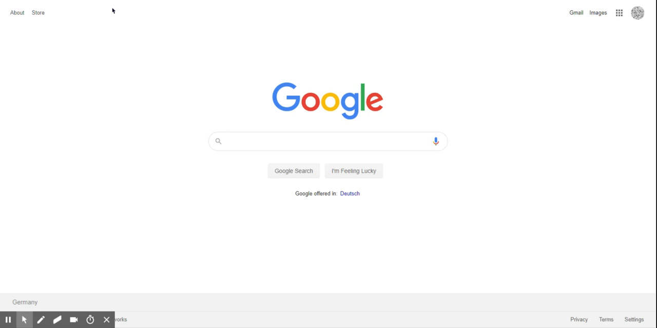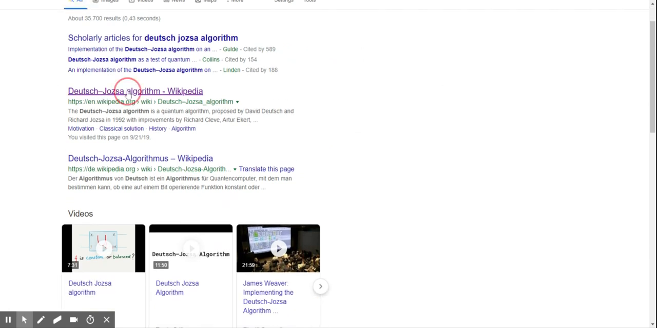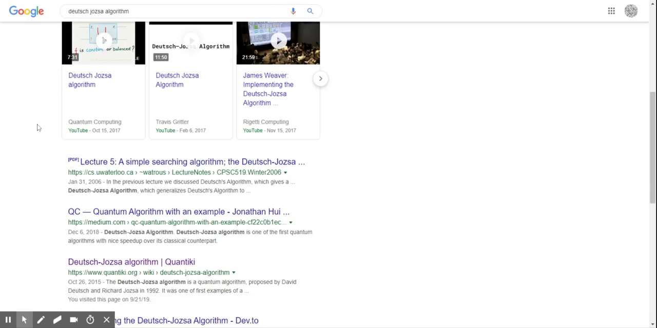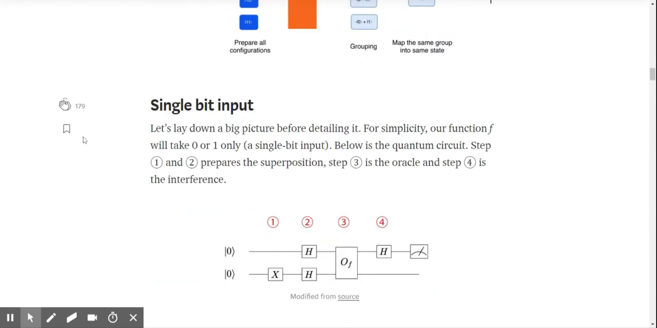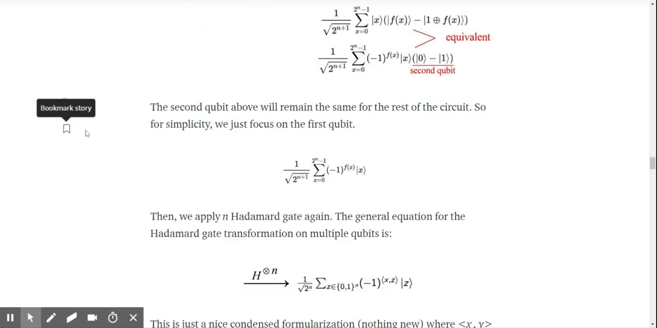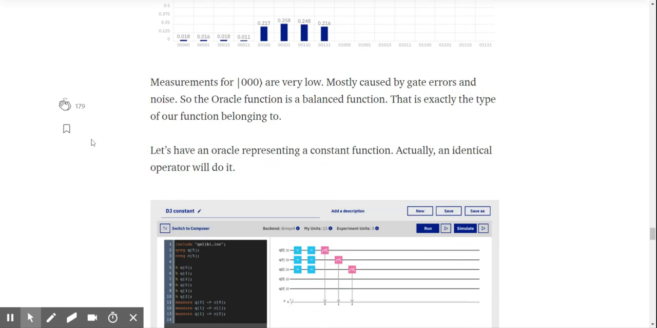the Deutsch-Jozsa algorithm. So I can find an example quickly. Maybe this one. I know there's a bunch of different examples out there. I just wanted to have a quick look at a circuit and then see if I could just go through it. But that'll turn out to be more difficult than expected.